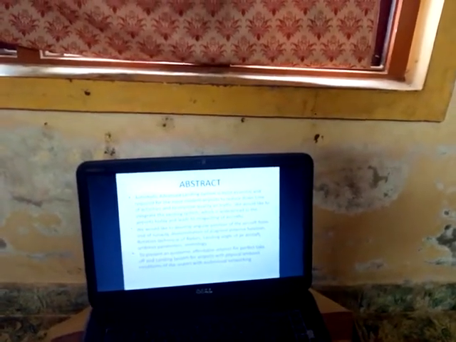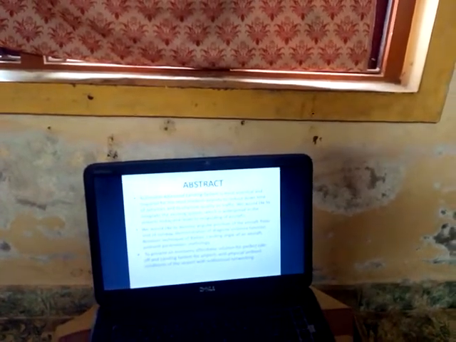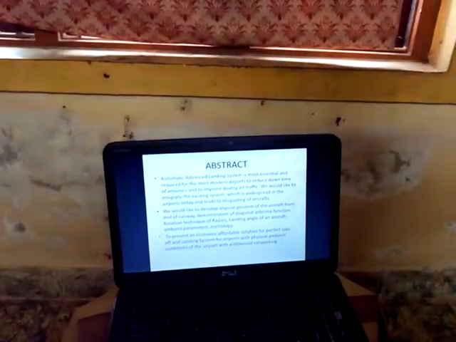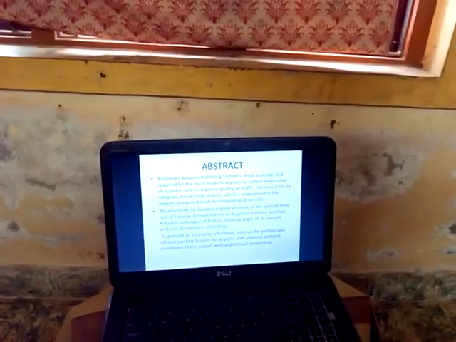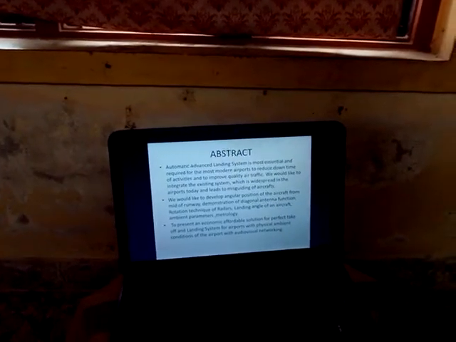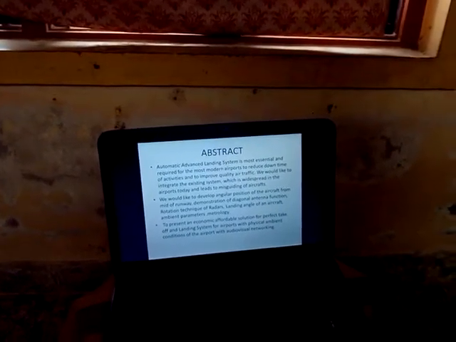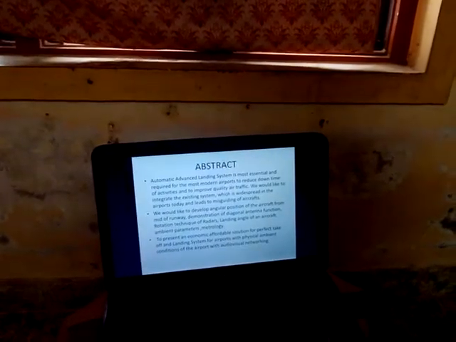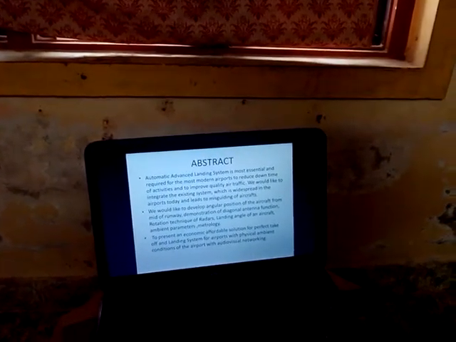aircraft. We would like to develop an angular position of an aircraft from the middle of the runway, demonstration of diagonal antenna function and rotation technique of radars, landing angle of an aircraft, ambient parameters and meteorology, to present economic, affordable solutions for perfect takeoff and landing systems for airports with physical ambient conditions of the airport with audiovisual networking.